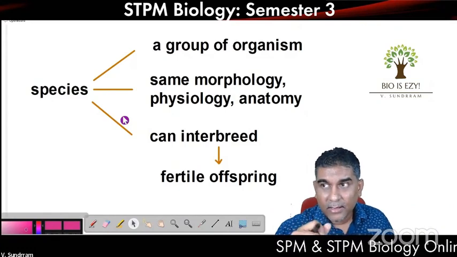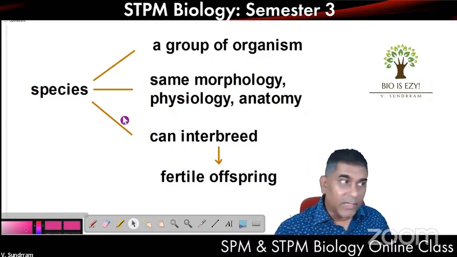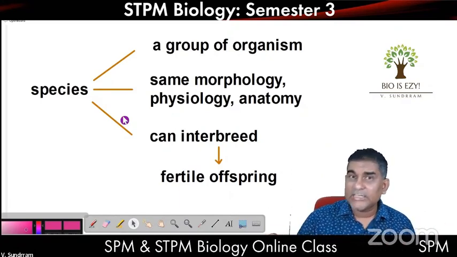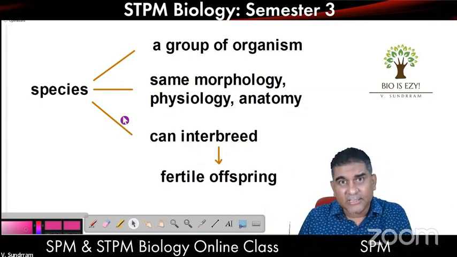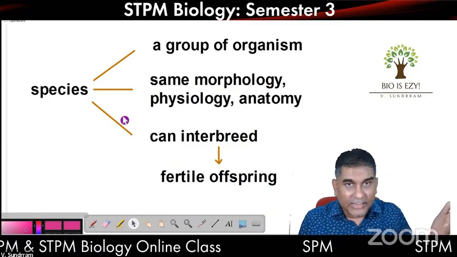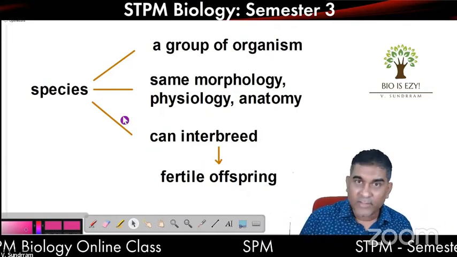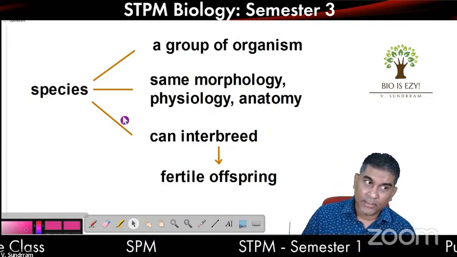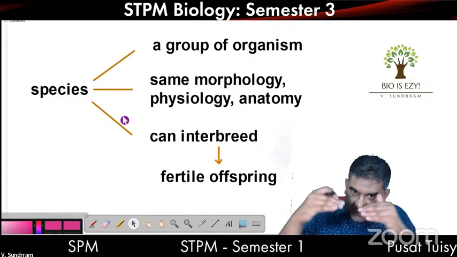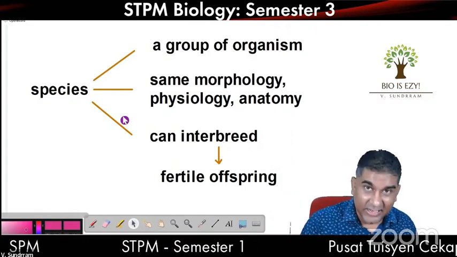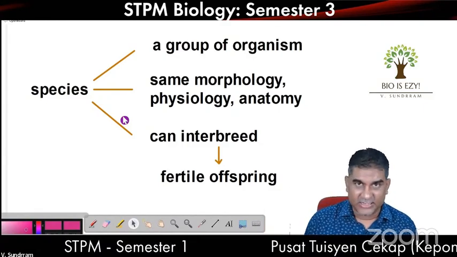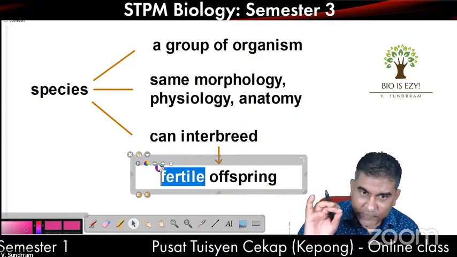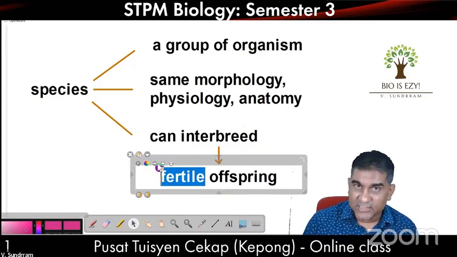Boleh dapat anak. If they can get offspring, then why are they different species? Lion is a different species, tiger a different species. What is the proof they are different species? Because when they interbreed, they get offspring, liger and tigon, but both of them are sterile, mandul. Lion and tiger interbreed, they get offspring, but the offspring is sterile. They cannot produce the next generation. The offspring is not fertile. If the offspring is not fertile, that means they are different species.